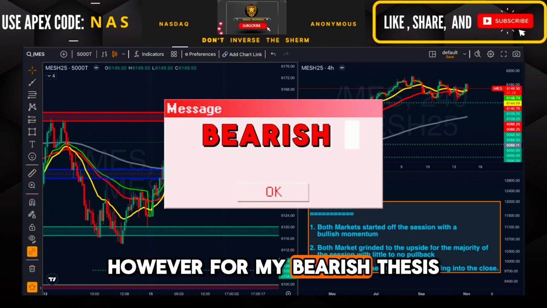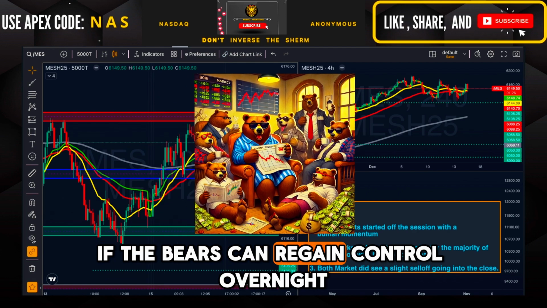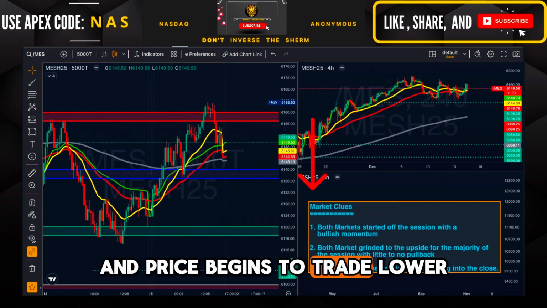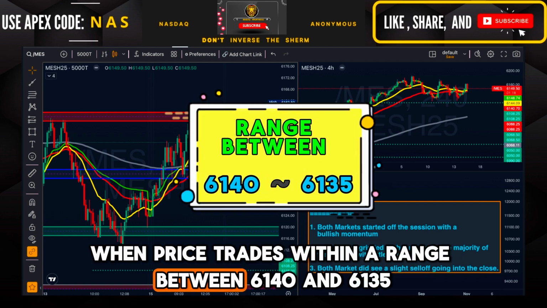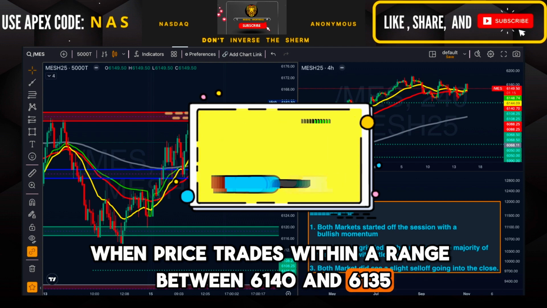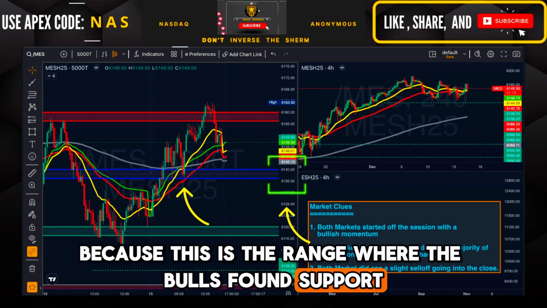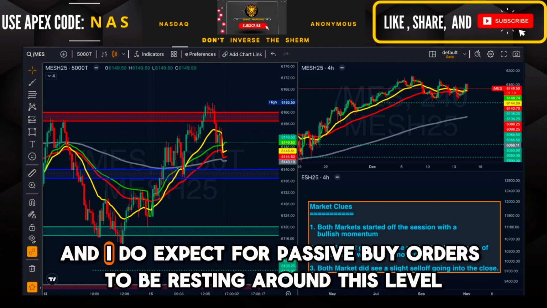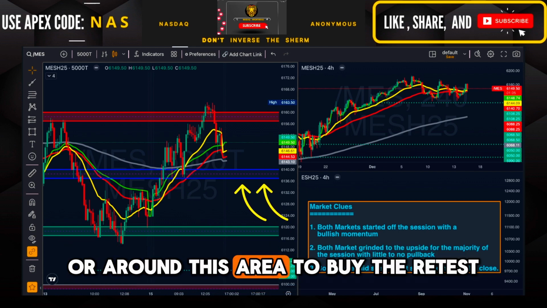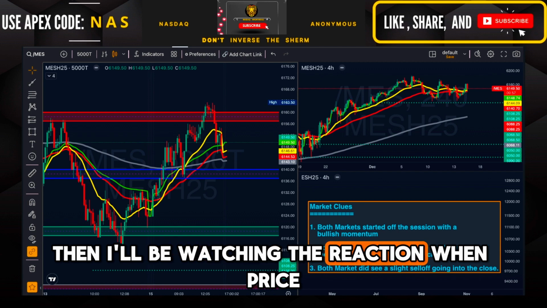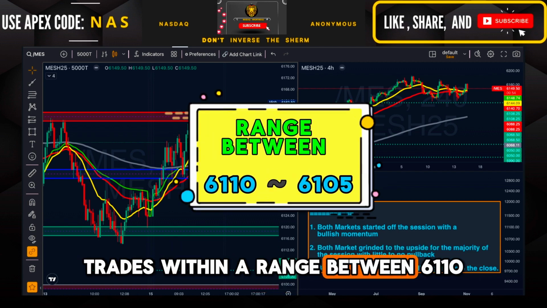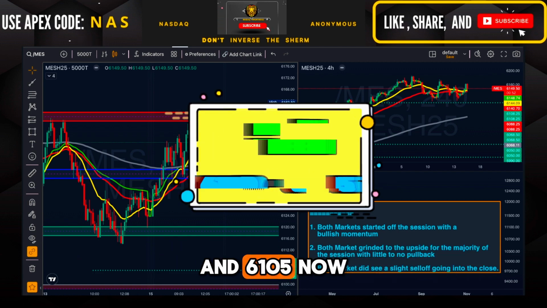However, for my bearish thesis, if the bears can regain control overnight and price begins to trade lower, then I'll be watching the reaction when price trades within a range between 140 and 135. Because this is the range where the bulls found support at the start of yesterday's session. And I do expect passive buy orders to be resting around this area to buy the retest. But if they fail to regain control and price continues to trade lower, then I'll be watching the reaction when price trades within a range between 110 and 105.